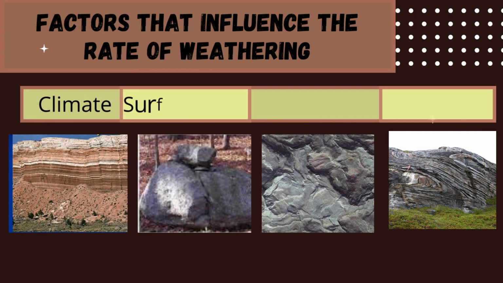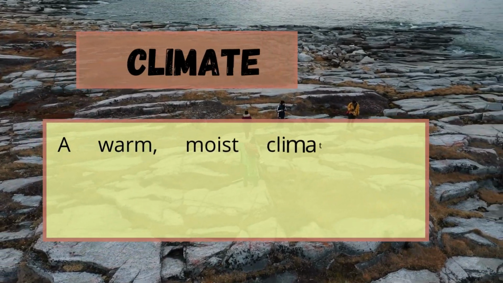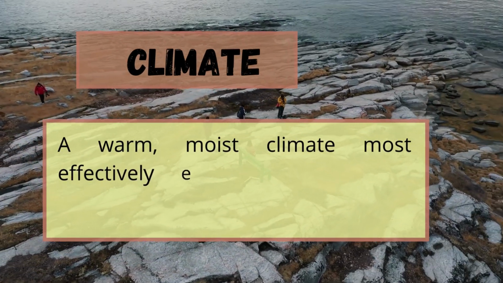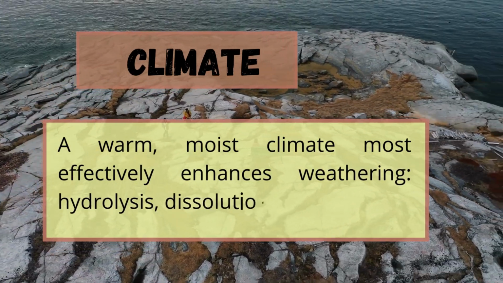Now, here are the factors that influence the rate of weathering. Number 1, climate. A warm, moist climate most effectively enhances weathering: hydrolysis, dissolution, and oxidation.